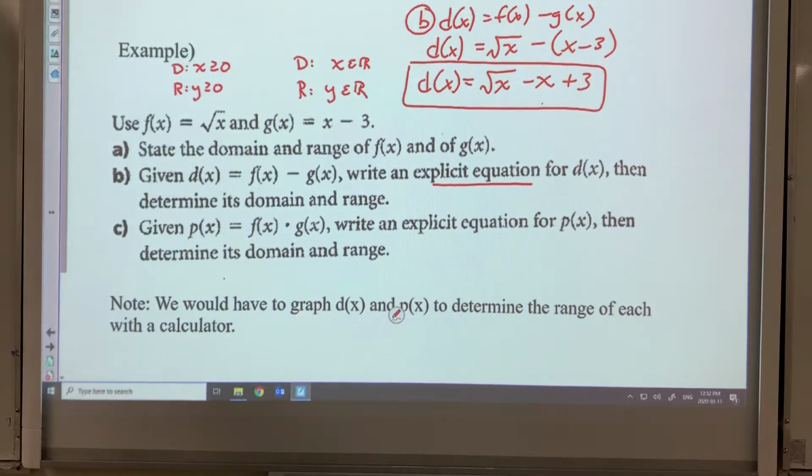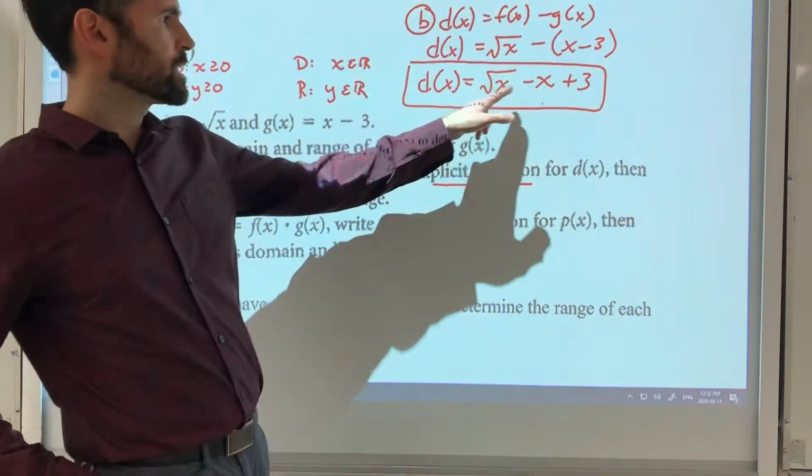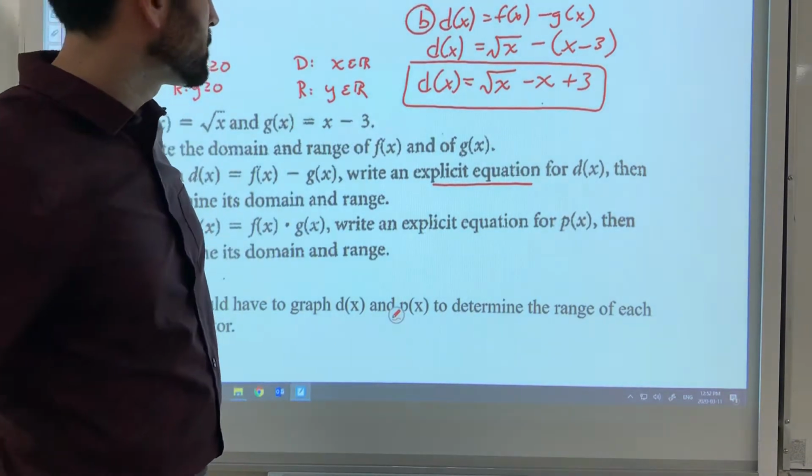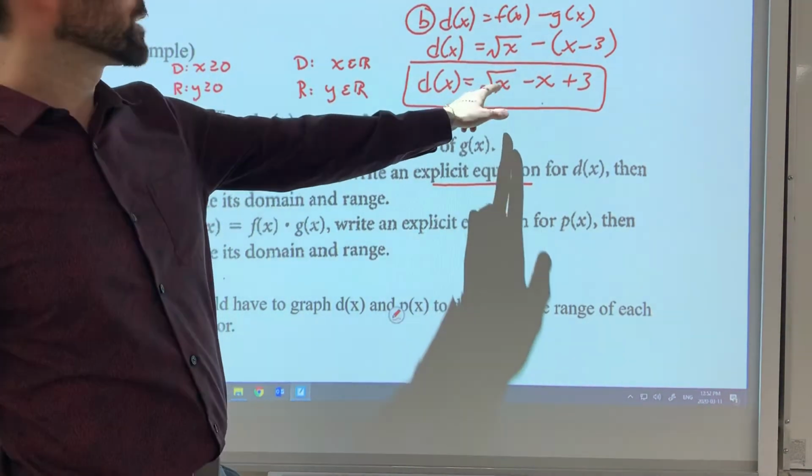Determine its domain and range. Well, that's going to be a little bit trickier, but we have a square root function, and then we're also subtracting x. The original restrictions on here are still going to apply.